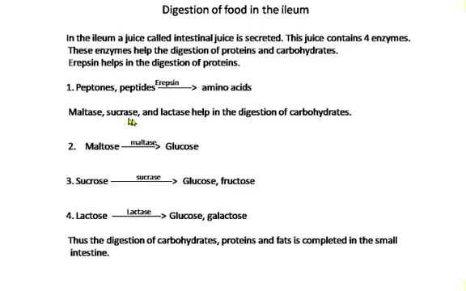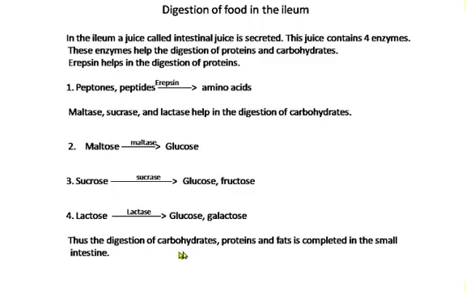Maltase, lactase and sucrase. These three enzymes help in the breakdown of complex molecules of carbohydrates into smaller molecules of carbohydrate. Let us see how. Maltase converts maltose into glucose. Sucrase converts sucrose into glucose and fructose. And lactase converts lactose, which is a milk carbohydrate, into glucose and galactose.